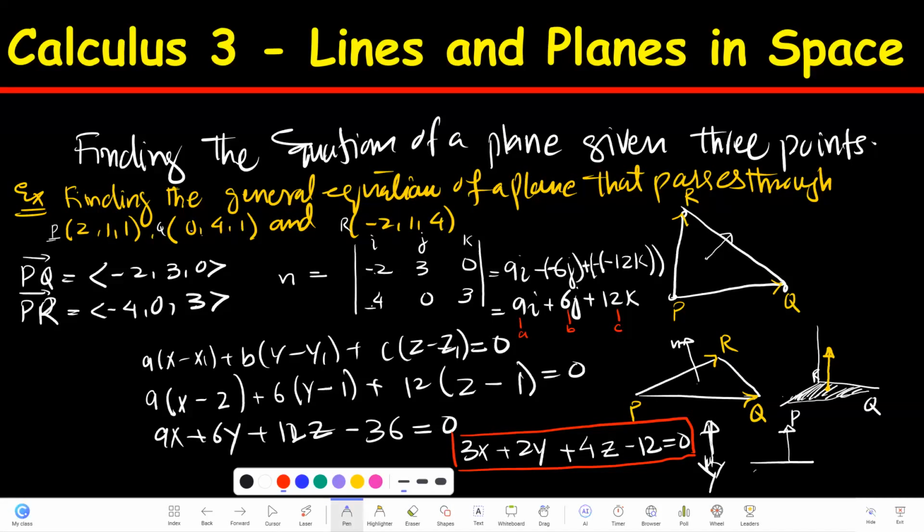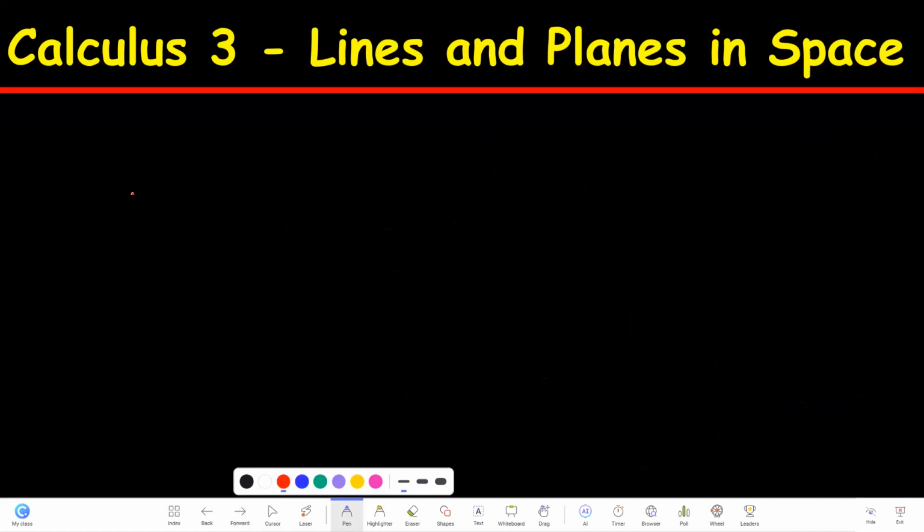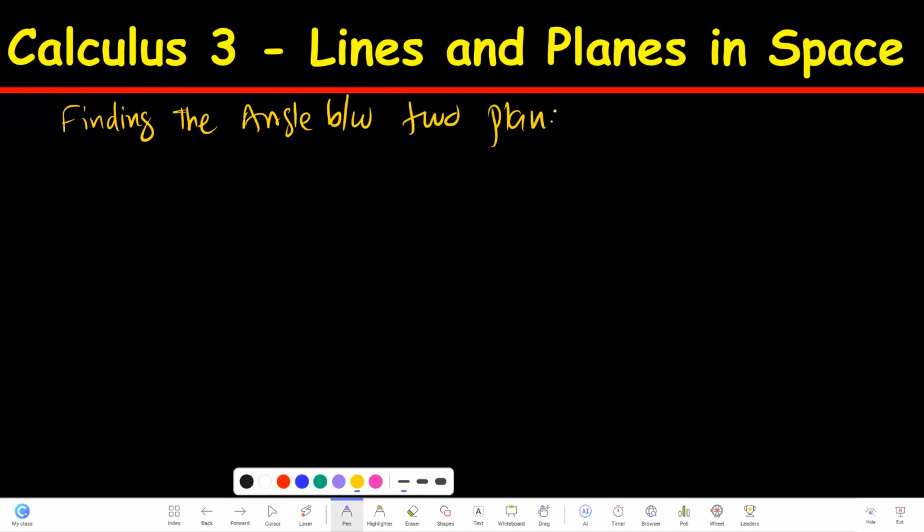Okay, let's move on to another way we look into those planes. So I'm going to say is finding the angle between two planes. Okay, finding the angle between two planes. And the formula is pretty simple. But let's talk about the concept.